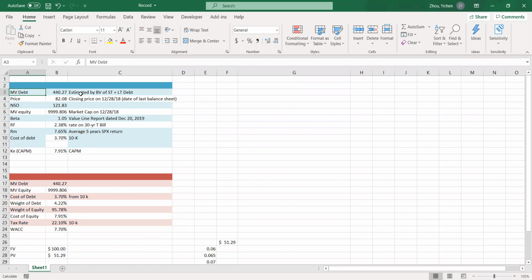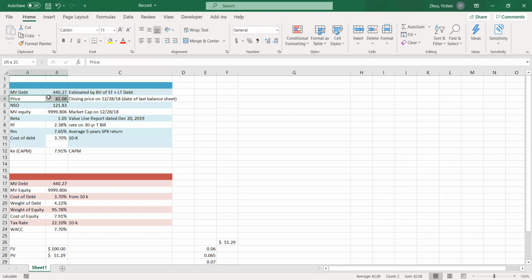So you could either find the market value of debt on Yahoo Finance or by looking at the company's annual report. Basically, the market value of debt is just the book value of total debt. The next thing we need is the market value of equity. The market value of equity is computed by using the price multiplied by the number of shares outstanding.